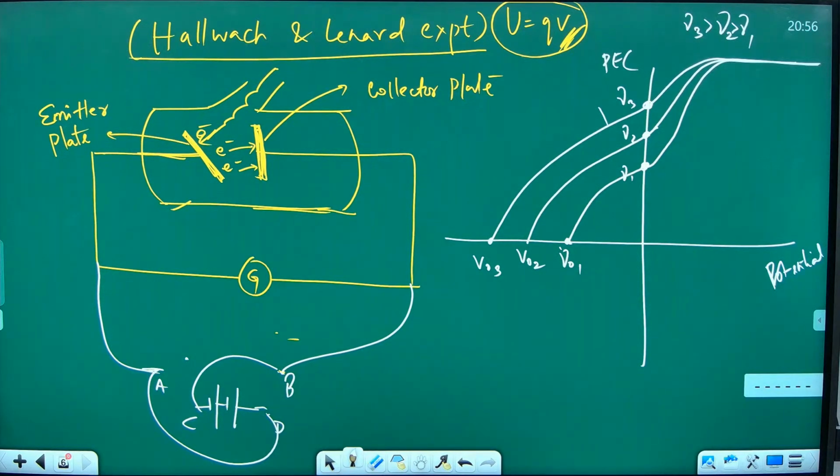Let me know if you're done copying the graph. Okay, let us give the theory also then.